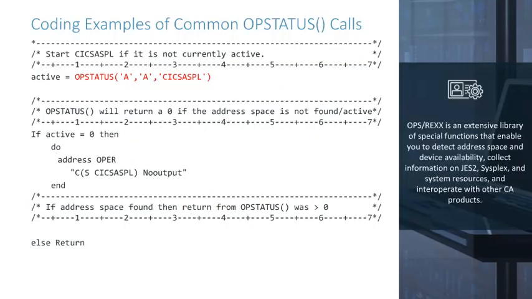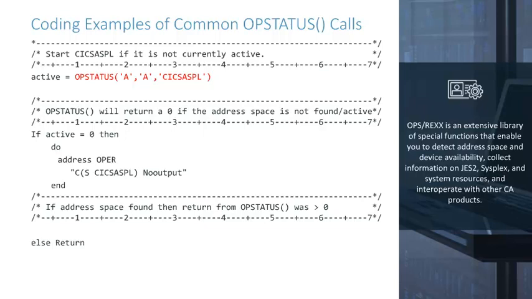Now let's take a look at a few coding examples taken from some OPSMVS automated applications. This particular code is utilizing the OPSTATUS function to determine if a job or address space is active. Note the calling variable name of active, which will contain the return data from the OPSTATUS function. Within the OPSTATUS function, you can see 3 arguments are being passed or requested from the function. The first argument, or the function, is an A value, specifying that an address space is to be queried.